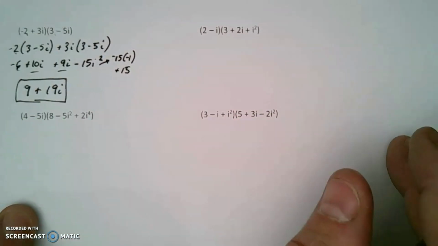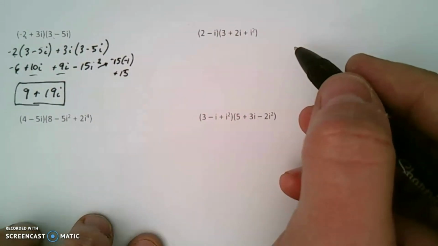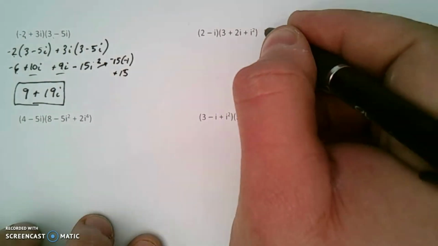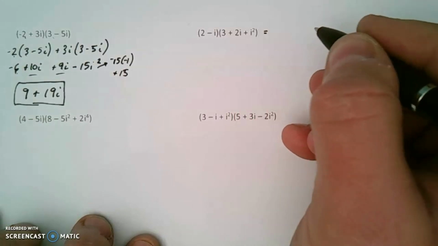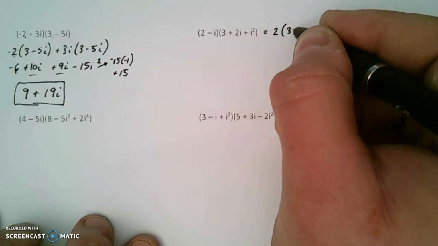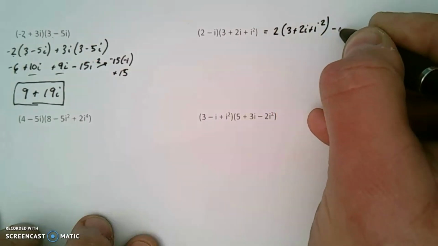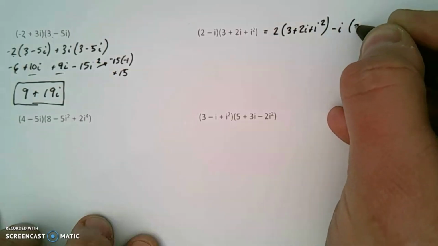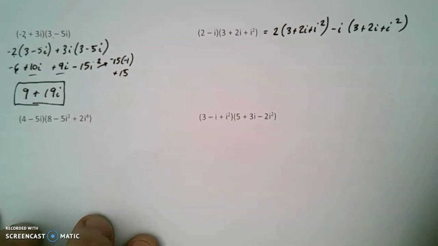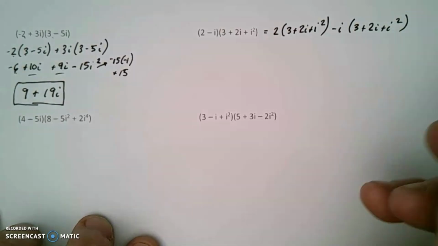Okay? Our second one here, same thing, 2 minus i times 3 plus 2i plus i squared. We're going to do the same distributive method. I'm going to write this over here to the right, and I'm going to say that's 2 times 3 plus 2i plus i squared, minus i times 3 plus 2i plus i squared. Okay? And then I'm going to distribute that, and then I'm going to come back and combine like terms.